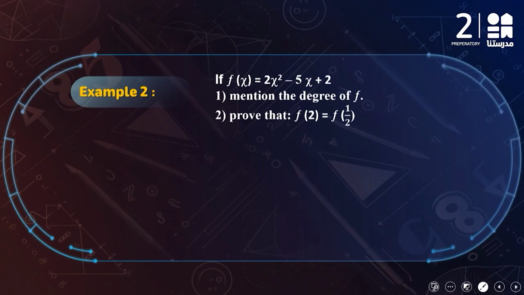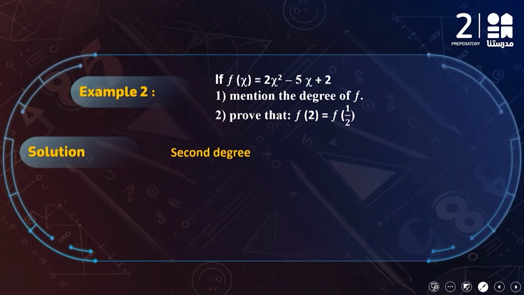Now with another example, here we have a function f of x equals x squared minus 5x plus 2. First, mention the degree of the function. The degree here is very easy. Here you have x power 2 and x power 1 and positive 2, which is the absolute term with 0 degree. Which one of them is the highest? Excellent, second degree.